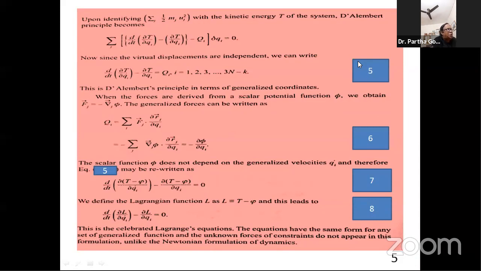And we are to show that the... Sir, are we on the sixth slide? Are we on the sixth slide or the fifth? We are on the sixth slide.